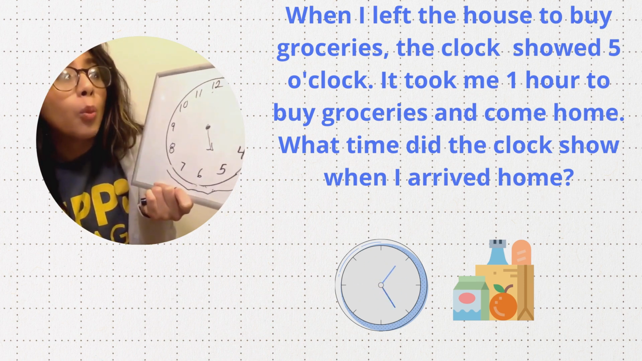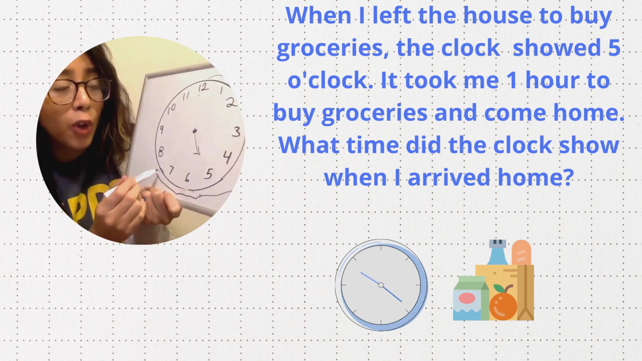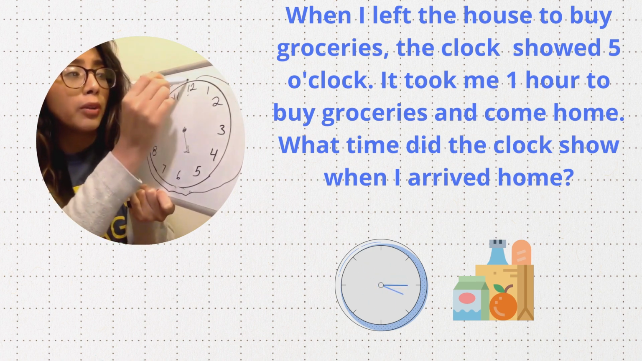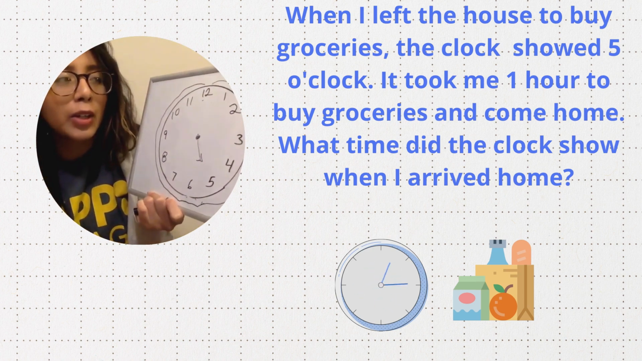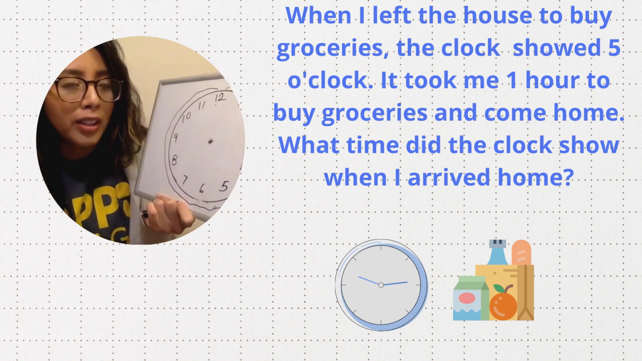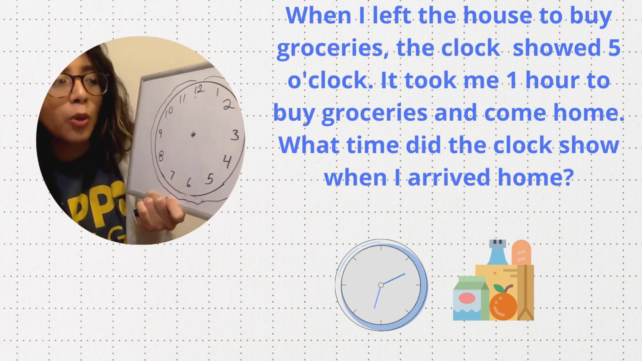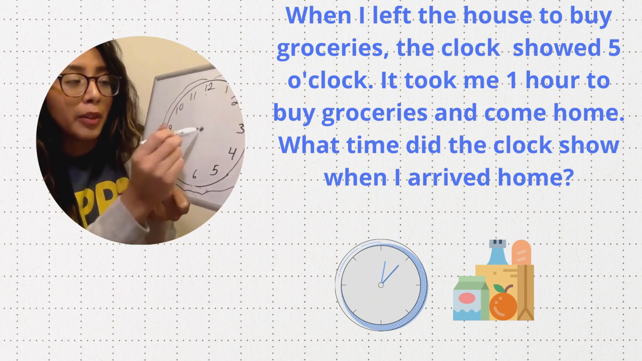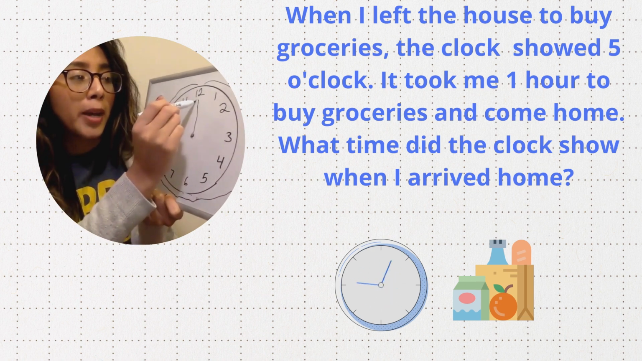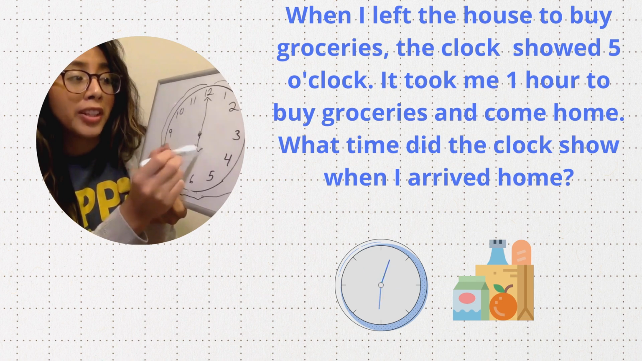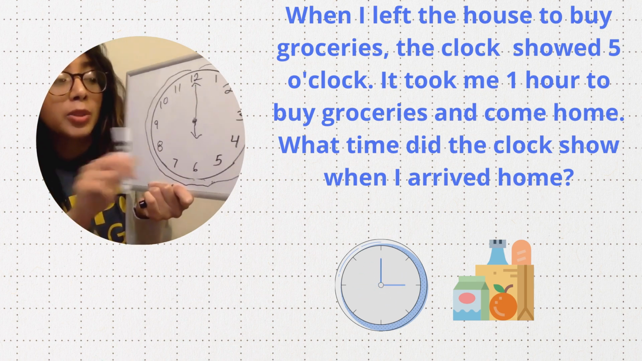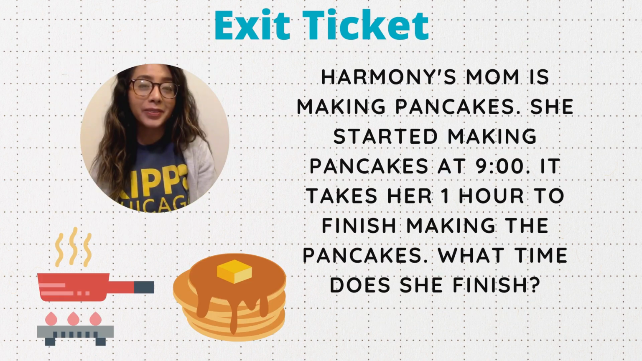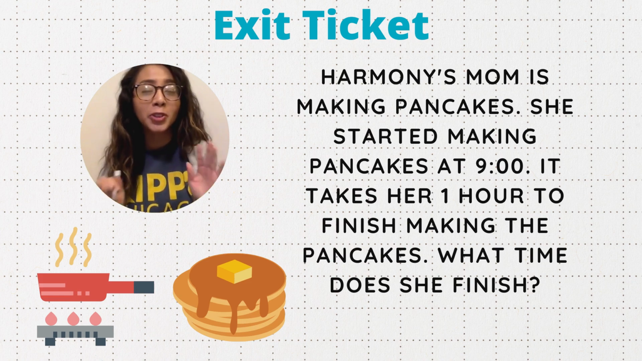And remember, when a clock is showing that a full hour has passed, our minute hand has to go all the way around like this. And we are now at a new hour. So what time did the clock show I arrived home? 6 o'clock, because that's the next number that shows up. So our minute hand went all the way back up, and our hour hand moved to the next hour because it was an hour later. So again, Kipsters, what time did I come home? 6 o'clock. Awesome.